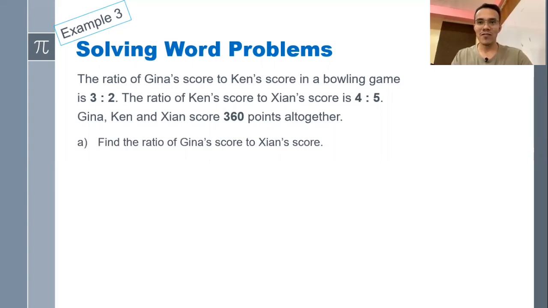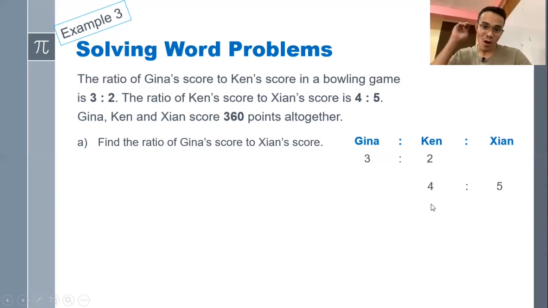Find the ratio of Gina's score to Zian's score. The ratio of Gina's score to Ken's score is 3 to 2. Ken to Zian is 4 to 5. We have to make sure that the numbers under Ken, 2 and 4, are equal. And how do we do that? All we have to do is find the least common multiple of 2 and 4. And the least common multiple of 2 and 4 is 4.